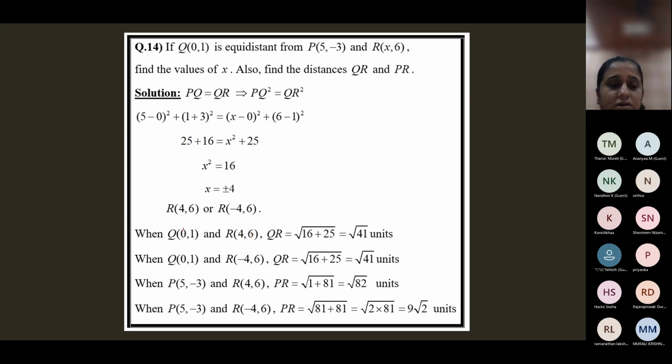How do you find QR? Subtract the x coordinates: 0 minus 4, whole square, 16. Subtract the y coordinates, whether 1 minus 6 or 6 minus 1, whatever. 6 minus 1, 5 square, 25.